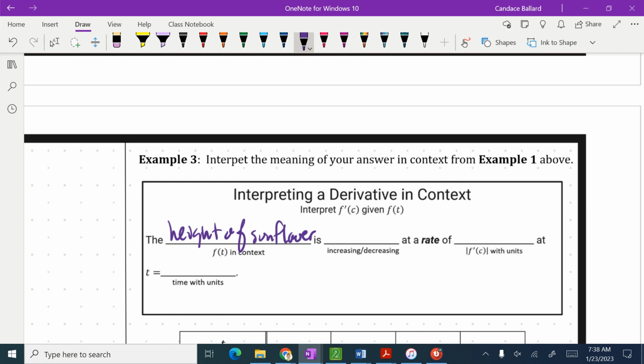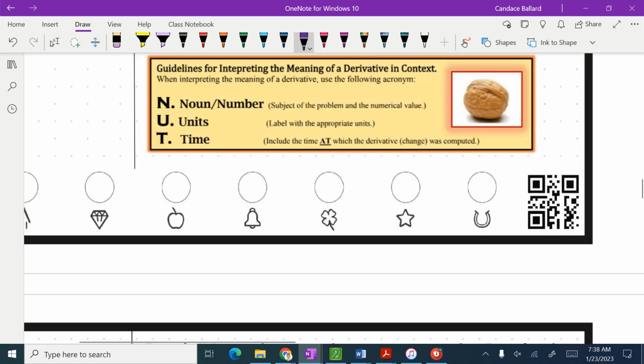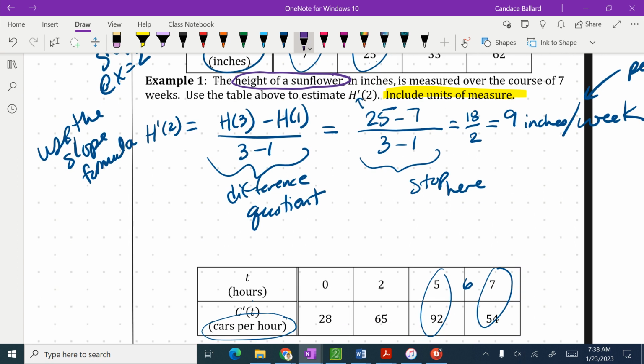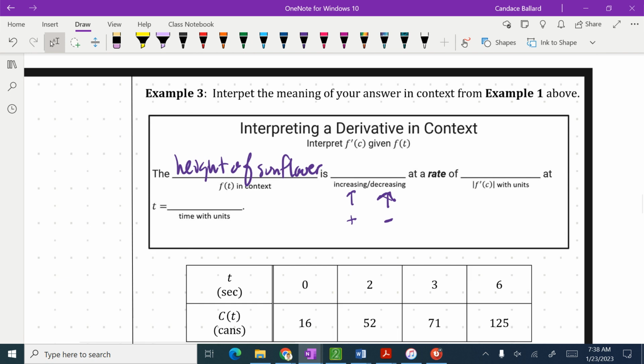Now, we have to determine if it's increasing or decreasing, because rates either increase or they decrease. It's increasing if the answer or the slope is positive. It's decreasing if the slope is negative. So let's go look at our answer. Okay. So is my answer positive or negative? Positive. So is it increasing or decreasing? My answer is positive. Do I increase or decrease? Increasing.